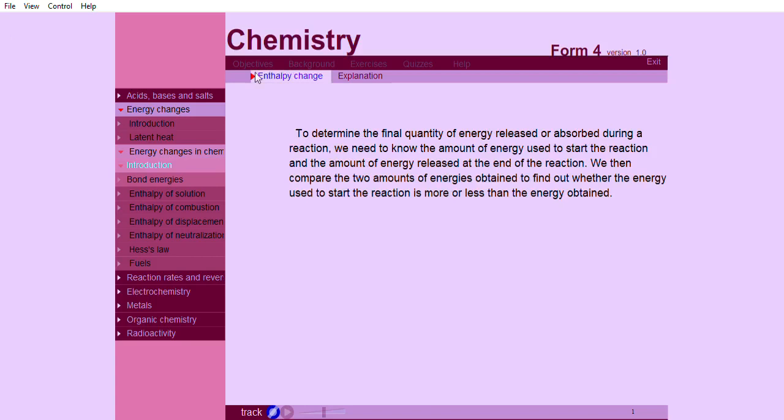To determine the final quantity of energy released or absorbed during a reaction, we need to know the amount of energy used to start the reaction and the amount of energy released at the end of the reaction. We then compare the two amounts of energies obtained to find out whether the energy used to start the reaction is more or less than the energy obtained.